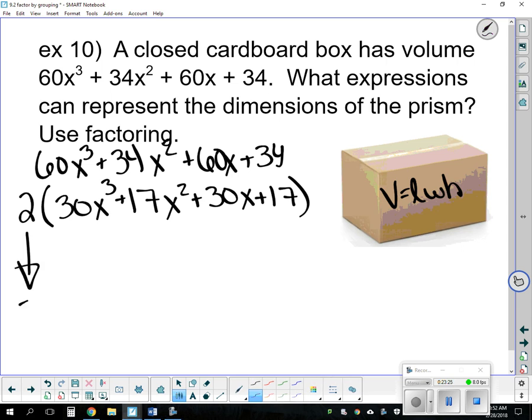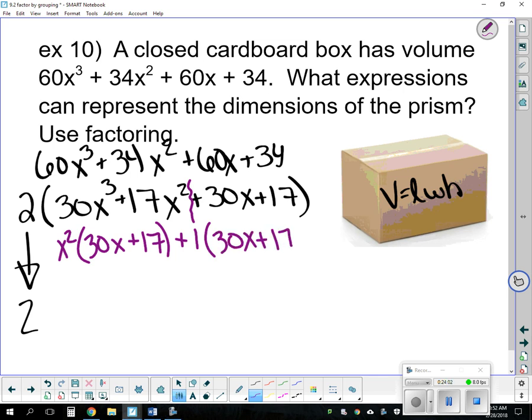Well, pull 2 down into your answer. That's one of your dimensions. And then in the leftover stuff, can you factor that? There's 4 terms. Split it in half. GCF in the first half. Well, 17 is prime, so it's only divisible by 1 and 17. 30 is not divisible by 17. 1's not going to help. So we'll say that x squared is our GCF. 30x plus 17. In the back half, 30x and 17, there's no GCF, so all I can write is a +1. Then I have 30x plus 17.